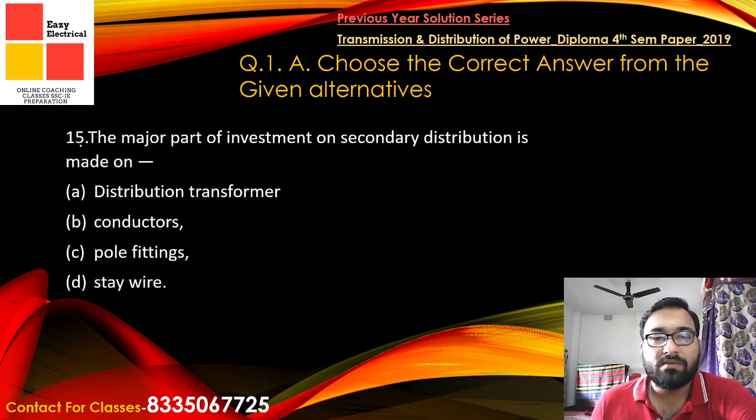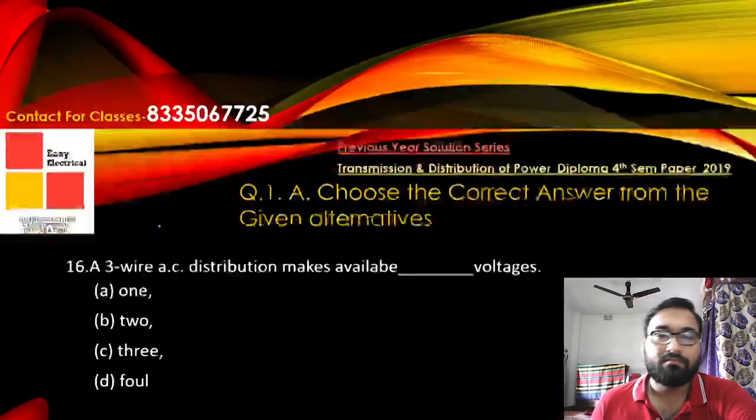Now coming to the 15th question, the major part of the investment on secondary distribution is made on. We have already seen where the secondary distribution lies. In secondary distribution, generally the major cost is in the distribution transformer. The distribution transformer costs the most. The other parts are generally auxiliaries. So the main cost is of the distribution transformer that we use.